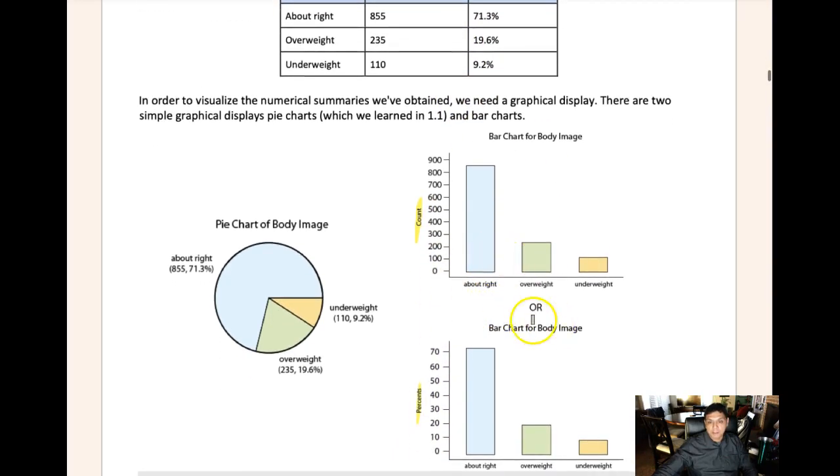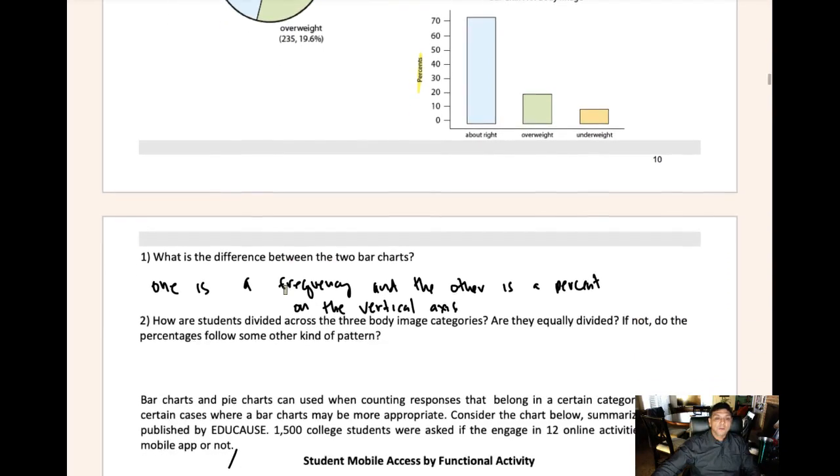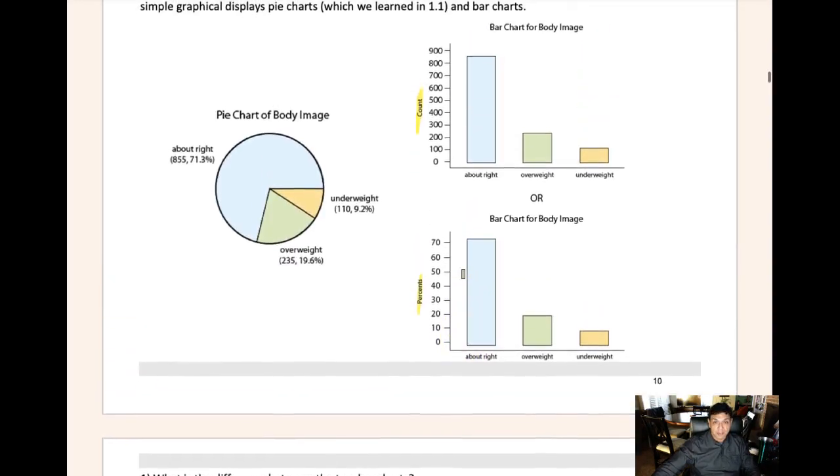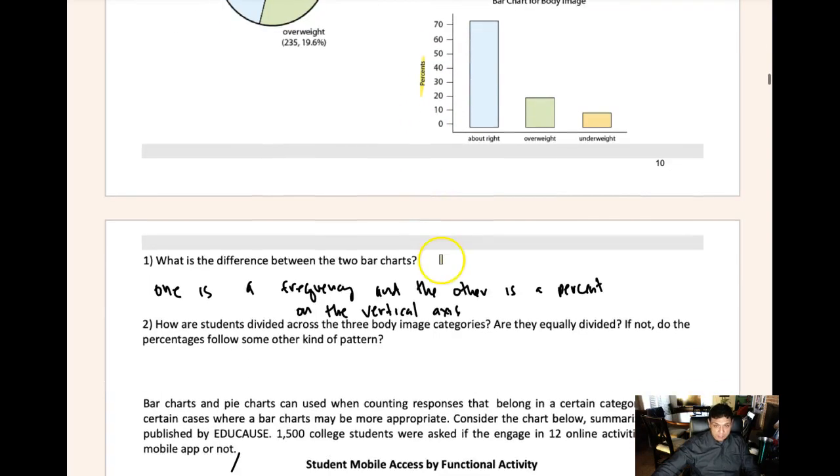But despite that, the bars are the same height. And then you have your pie chart here that represents, you could see the pieces of the pie here. And so what would be a question we'd answer? What is the difference between the two charts? There's nothing, right? Other than the count and the frequency and then the percents. But they look the same.